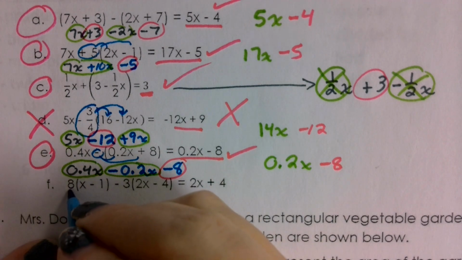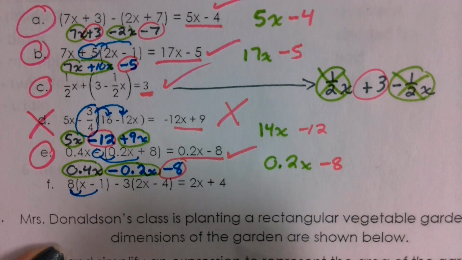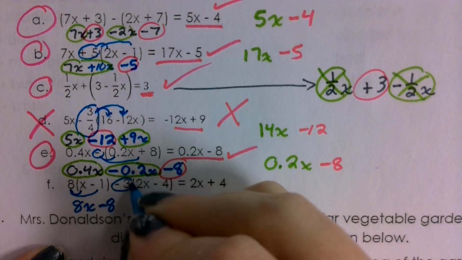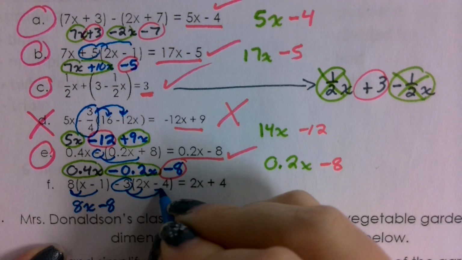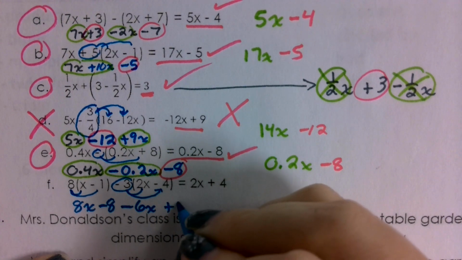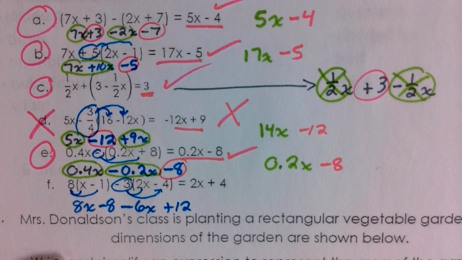All right, our last one. We're going to do 8 times x and 8 times negative 1. That's going to come out to 8x minus 8. Then we're going to do a negative 3 times 2x and a negative 3 times a negative 4. That comes out to negative 6x plus 12. And then we combine our like terms.